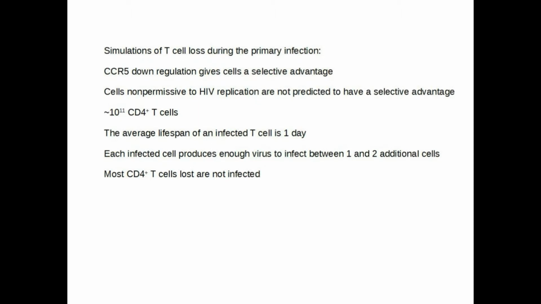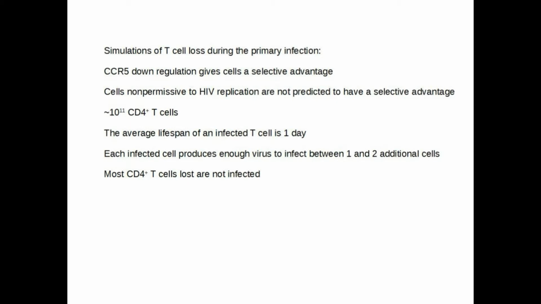I will show two simulations that compare CD4 T cell loss when a percentage of patient CD4 T cells have been genetically pre-modified. Several variables are incorporated into the calculations. Cells that do not express CCR5 have a selective advantage in an HIV environment. For the simulations, these cells are considered to be refractory to HIV infection. Cells that are non-permissive to HIV replication do not have a selective advantage. When these cells are infected, they are eliminated from the population.